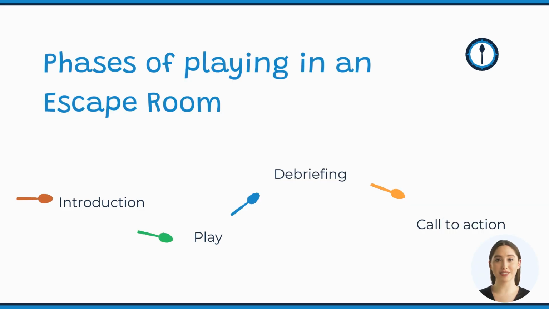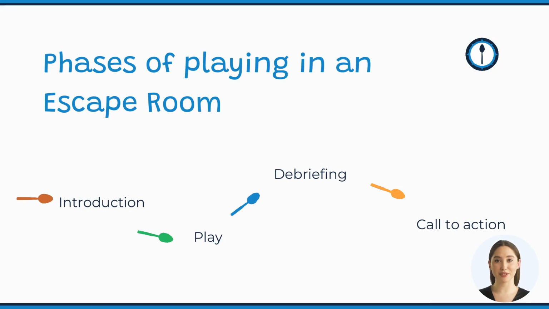Now we will explore the different phases involved in the experience of playing an escape room: introduction, play, debriefing, and call to action. Introduction. This initial phase involves presenting the game environment, theme, and rules to the participants, providing them with the necessary information to proceed to the next stages. Playing phase. The core elements here are the cooperation among the participants and the immersive experience. In case of need, players are supported by facilitators or game masters.